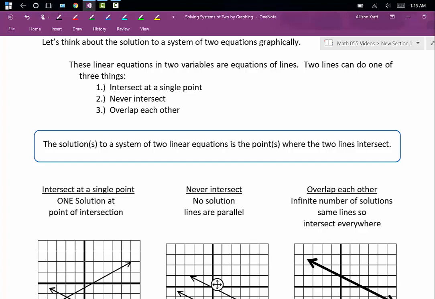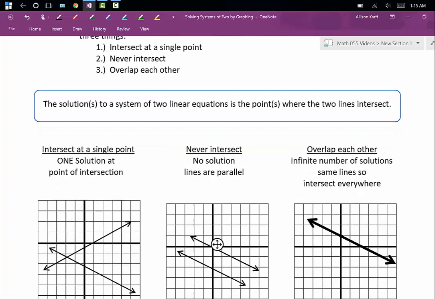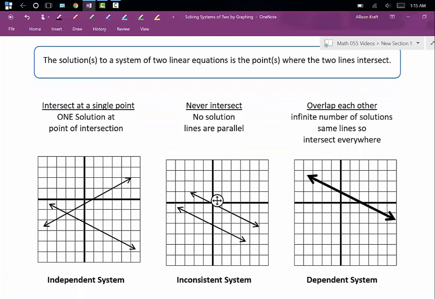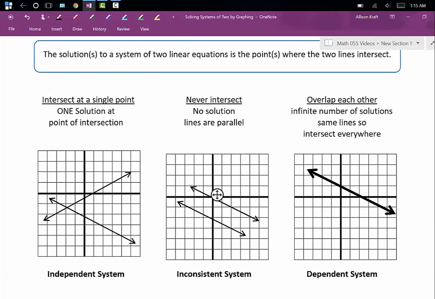The solutions to a system of two linear equations is the points where the two lines intersect. So let's look at these three situations. Intersecting at a single point. This system will have one solution, and that single solution will be at the point of intersection, right here.